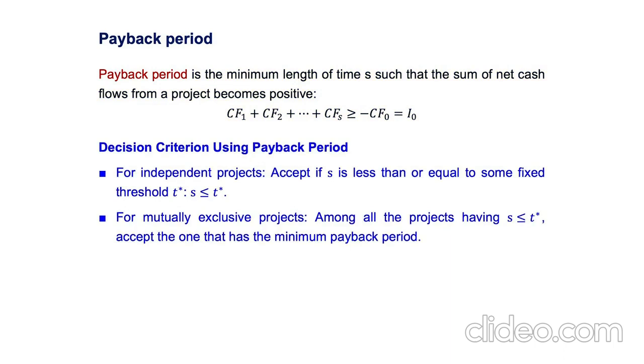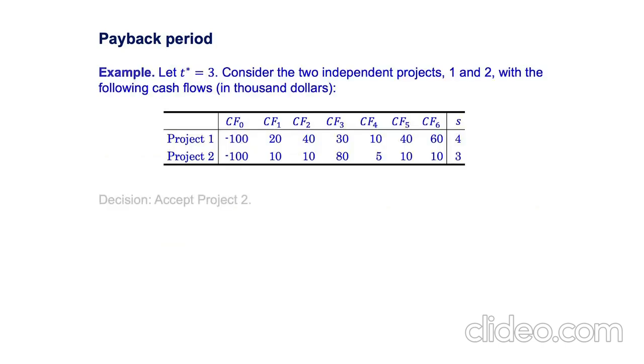The capital budgeting rule based on the payback period first specifies a threshold payback time, say T star. Then, for independent projects, accept all those with payback period not exceeding the threshold. For mutually exclusive projects, among the projects with payback periods not exceeding the threshold, accept the one with the minimum payback period. Let's consider an example to illustrate this rule.